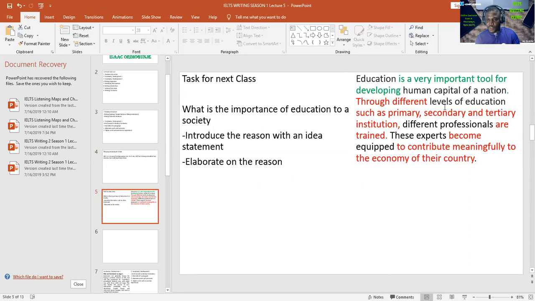Okay, and I say two different levels of education, such as primary, secondary, and tertiary institution. Okay, different professionals are trained. Okay, then I say these experts become equipped to contribute meaningfully to the economy of their country. That's the way to set and arrange your statement. Okay, this was the assignment and task we are going to do.